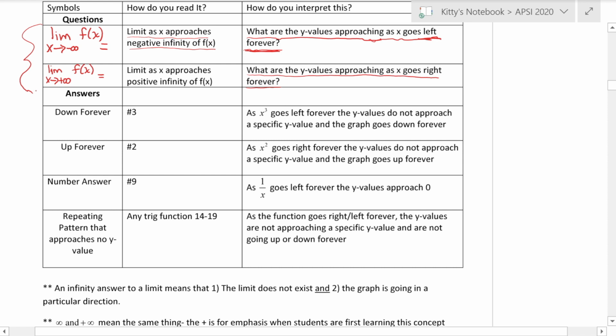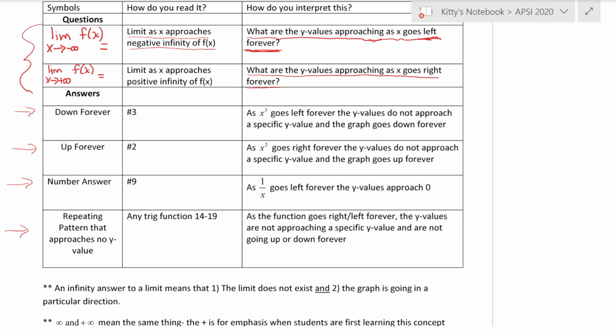So let's talk a little bit about the answers. You had different kinds of answers yesterday. You had down forever, you had up forever, you had a number answer, which meant the graph was chilling out at a certain number, and then you had a repeating pattern where you didn't really approach one y value. Okay, so how do we answer these infinity limit questions?